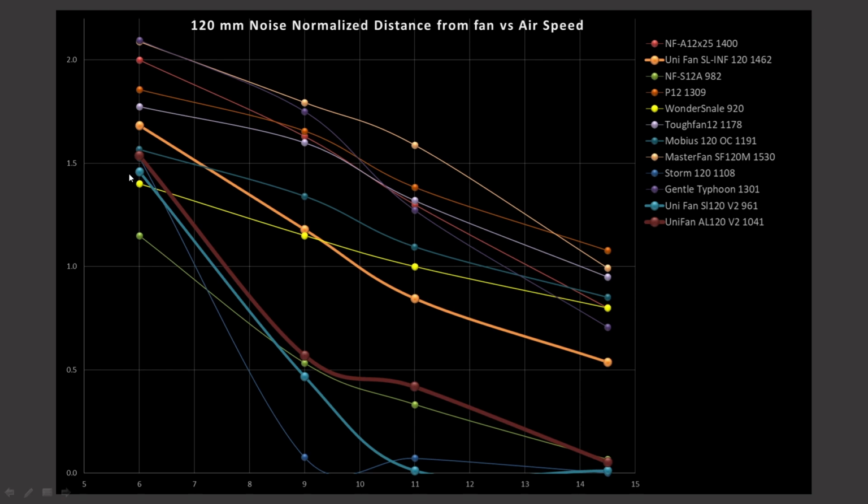So specific for this video, the AL120 version 2 starts off actually pretty good at the 6 inch mark. So for a smaller case, it might be good, but as soon as you start getting farther away from it, it proves itself to be pretty poor in performance. It's not the worst, but it's not good either.